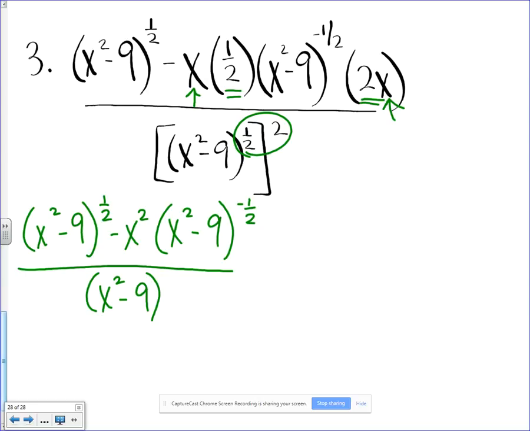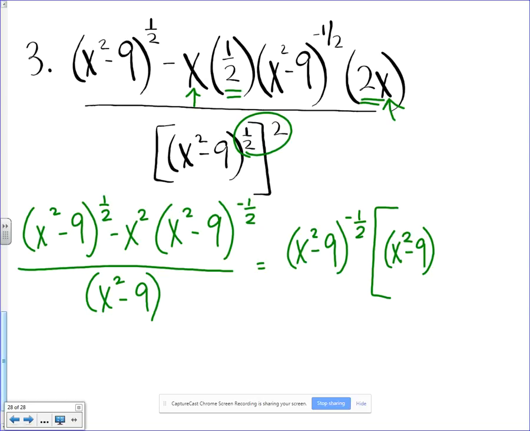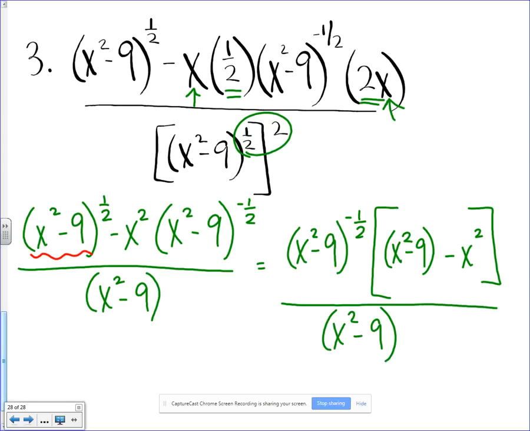Okay, so I'm going to go ahead and take that x squared minus 9 to the negative 1/2 power out. When we do that, if I subtract them, I basically just get 1, and that's coming from this term right here. Minus a minus will be plus, and a half plus a half will be 1. And it looks like that.